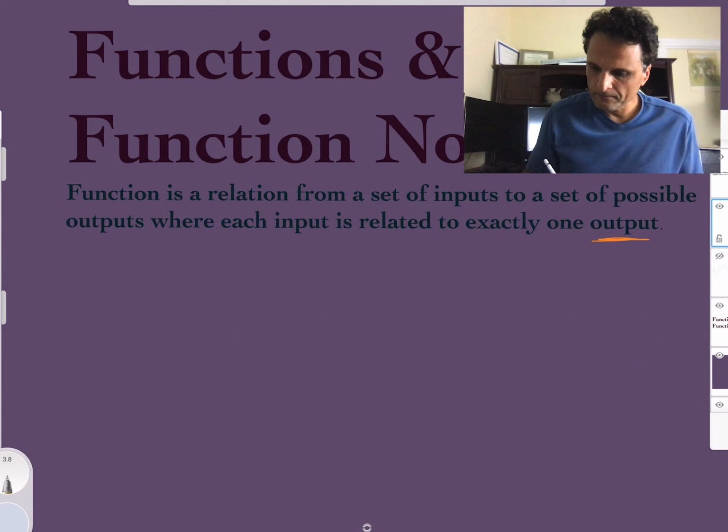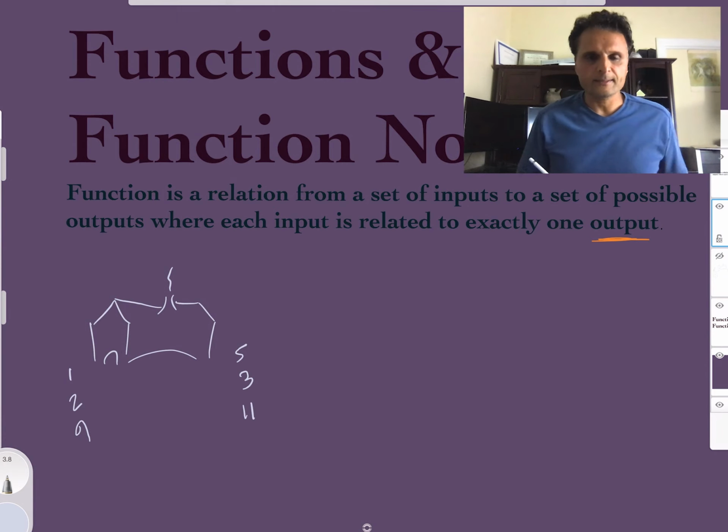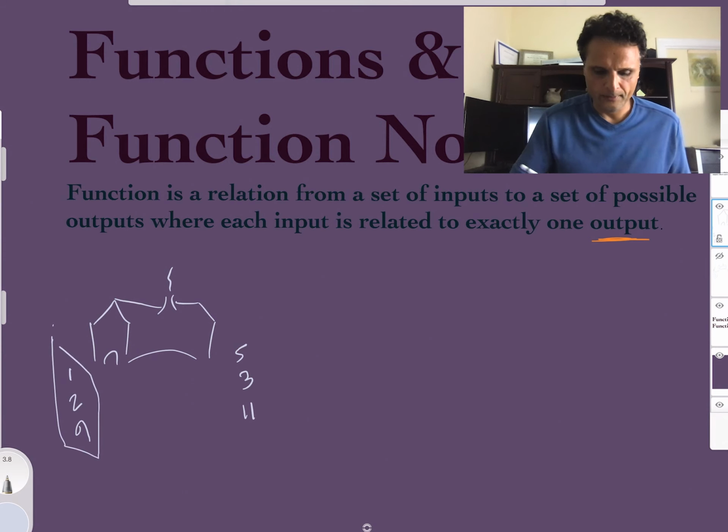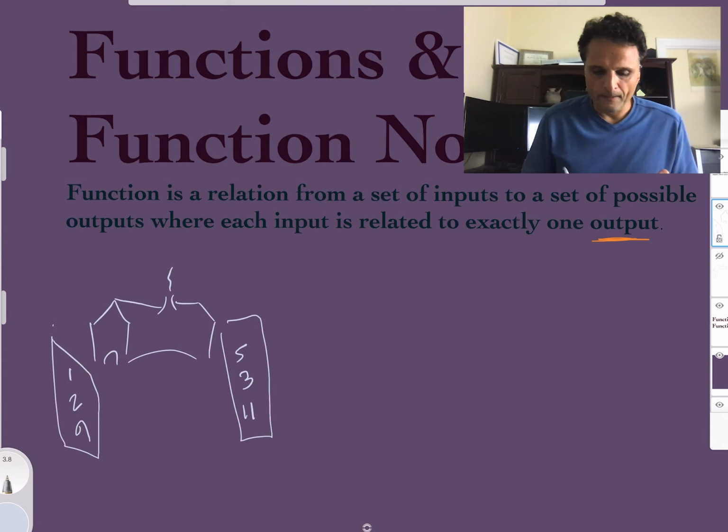the factory that gets input like 1, the output is 5, 2, we get 3, and like a 9, we get 11. So in this example, you can see the input is 1, 2, 9, and output is 5, 3, 11. We also call them domain and range of this function. I can call it like f or g or h. That's the name of the function.